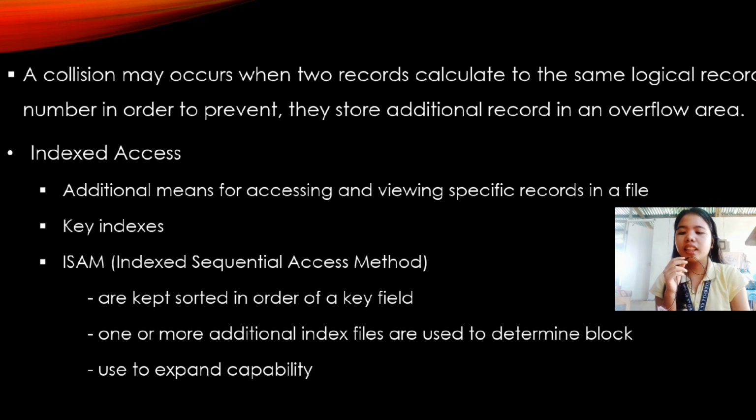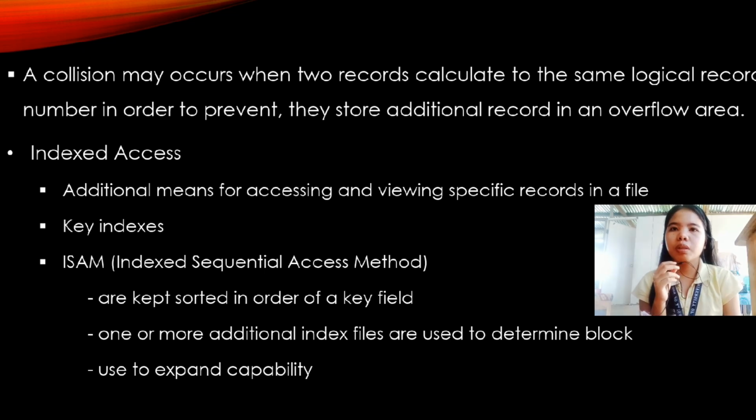Last but not the least, indexed access. Additional means for accessing and viewing specific records in a file. Next, k-indexes. Third, large systems provide additional access methods. The most common of these is ISAM, which means index sequential access method.